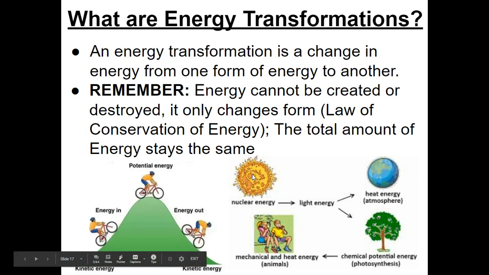Here's another example of an energy transformation. So our sun has nuclear energy. It turns that nuclear energy into light energy. Light energy can then be turned into heat energy in the atmosphere, which warms our Earth. That light energy can also be used by trees during photosynthesis to produce chemical potential energy. And then when people eat those plants, they can get heat energy to warm their bodies, or they can use that energy from the plants as mechanical energy to move.